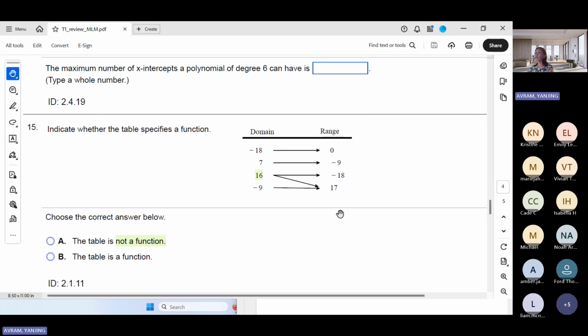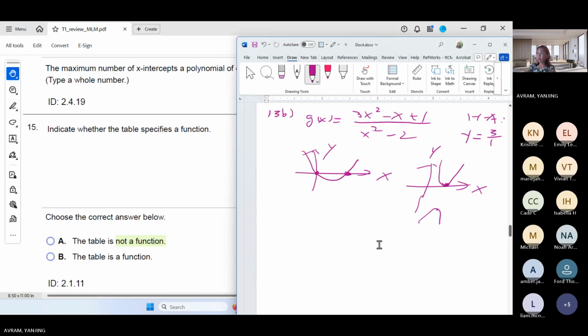In order to be a function, you have one input, and one x can only have one y. They can have the same y, like 3 corresponding to 5, 2 corresponding to 5. This actually is a function.